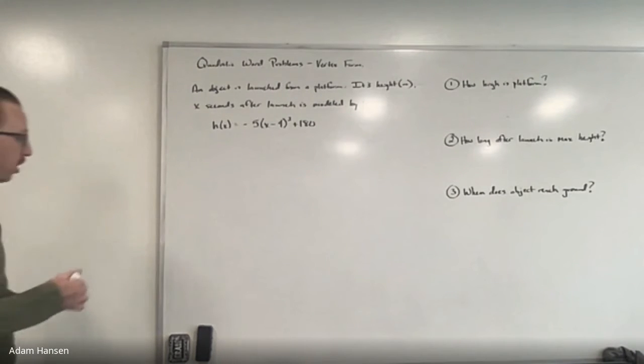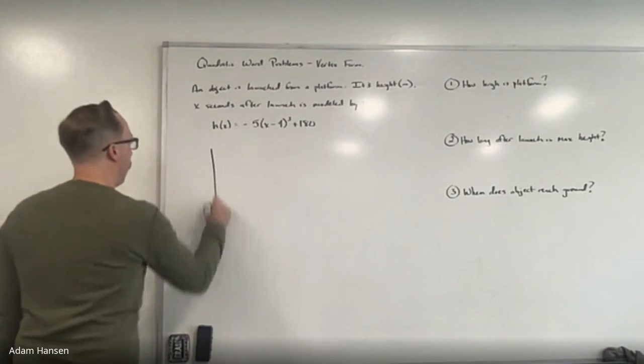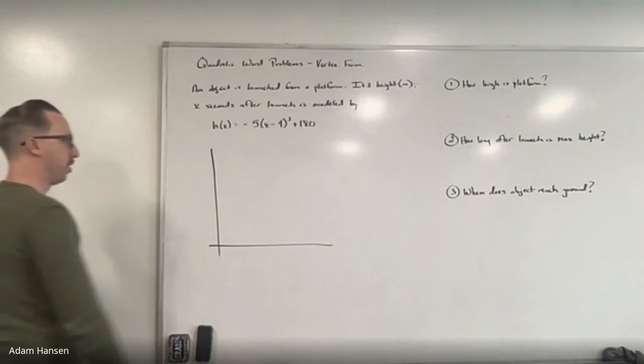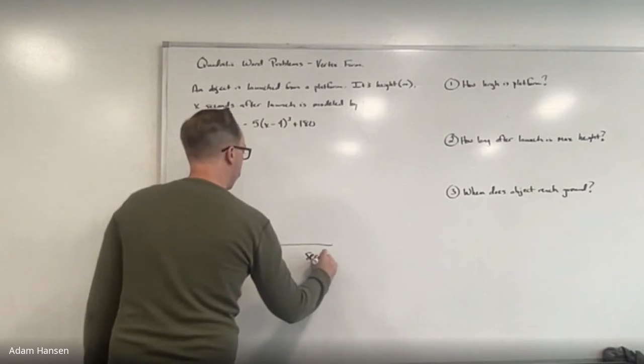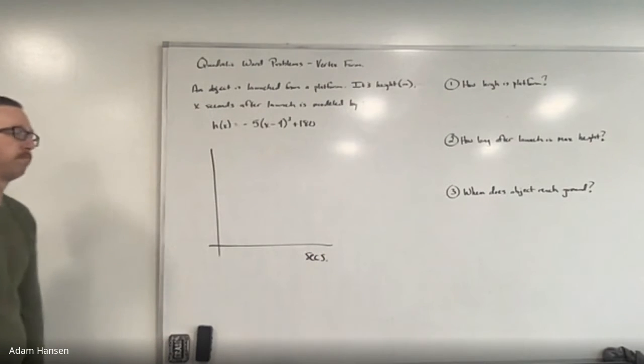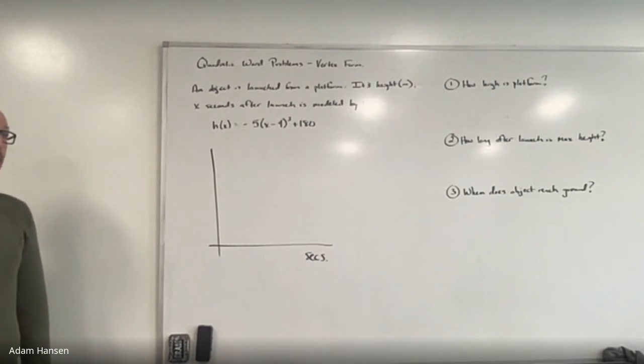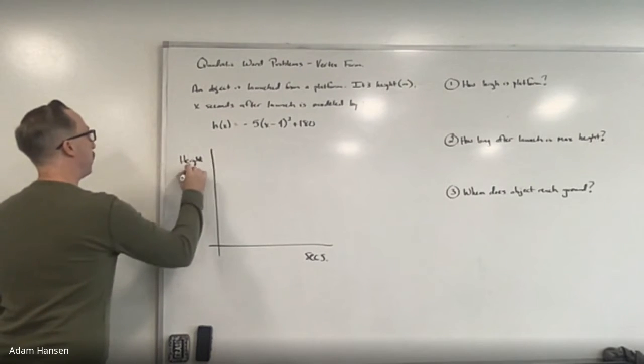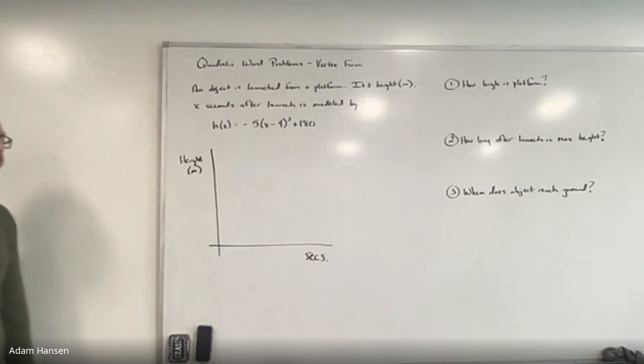If I kind of picture what's going to go on here, let me draw a quick graph. Along the x-axis, x represents time in seconds. Based off of how many seconds the object's been in the air, we would know the height of the object in meters off the ground.